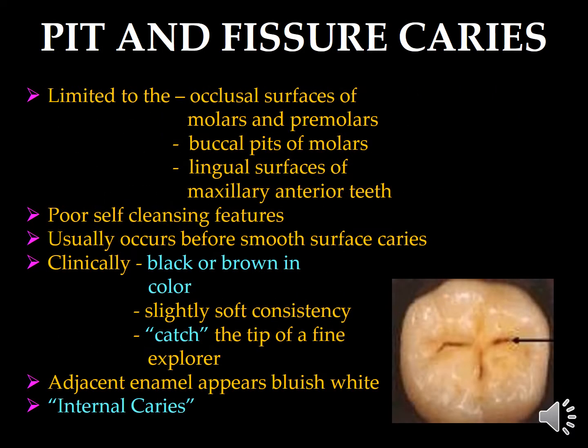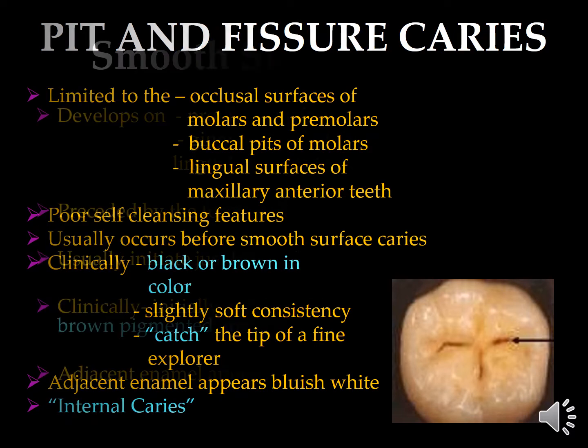Coming to the pit and fissure caries, pit and fissure caries is limited to the pits and fissures of the occlusal surface of the molars and the premolars, the buccal pits of the molars, and the lingual pits of the maxillary anterior teeth. Clinically, these look brown or black in color. They are soft in consistency, and while passing the explorer tip, we can find a catch. The adjacent enamel looks bluish white in color.